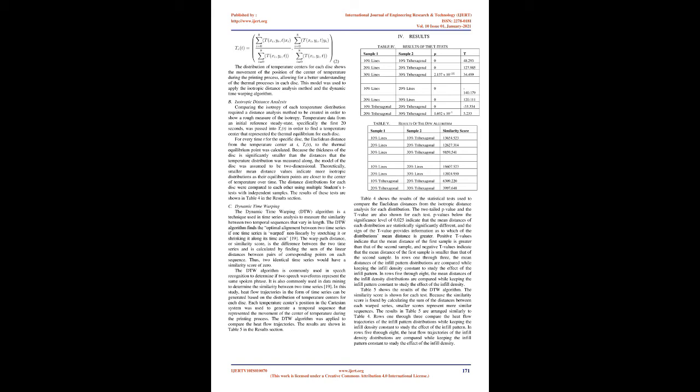C. Dynamic Time Warping. The dynamic time warping, DTW, algorithm is a technique used in time series analysis to measure the similarity between two temporal sequences that vary in length. The DTW algorithm finds the optimal alignment between two time series if one time series is warped nonlinearly by stretching it or shrinking it along its time axis [19]. The warp path distance, or similarity score, is the difference between the two time series and is calculated by finding the sum of the linear distances between pairs of corresponding points on each sequence. Thus, two identical time series would have a similarity score of 0.